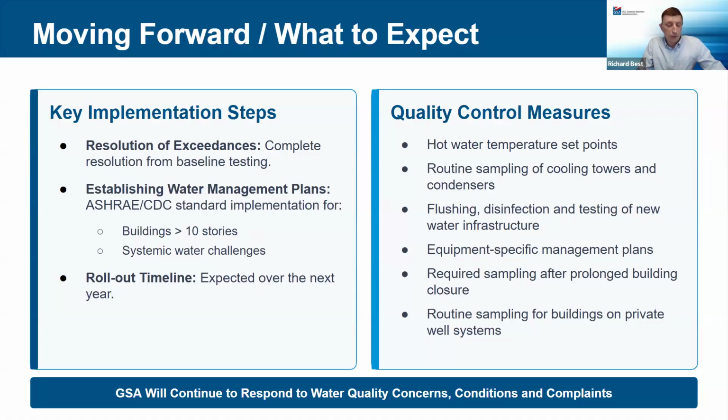As part of our new policy, we also have quality control measures in place. These include set hot water temperature points, routine sampling of cooling towers and condensers, revised guidelines for flushing, disinfection, and testing of new water infrastructure, equipment-specific management plans, guidance for sampling that is required after extended building closures, and defined routine sampling for buildings on private wells.